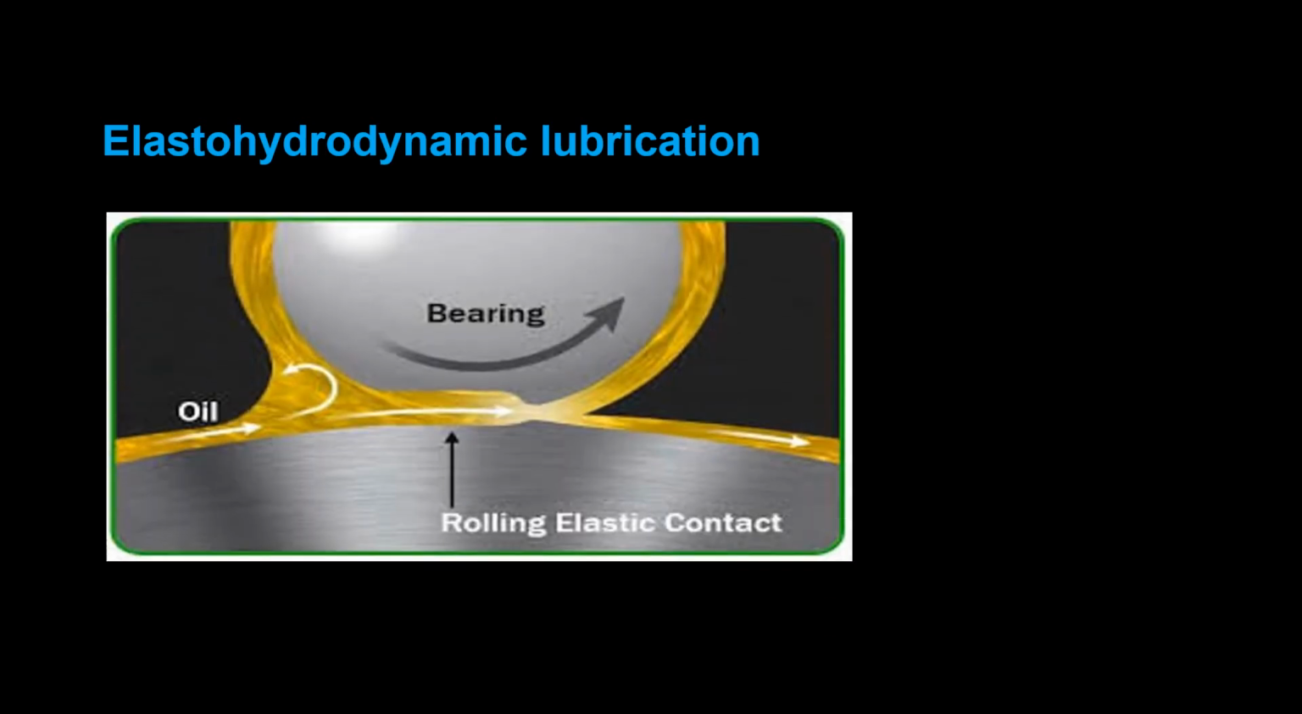Elasto-hydrodynamic lubrication. Elasto-hydrodynamic lubrication is the phenomenon that occurs when a lubricant is introduced between surfaces that are in rolling contact, such as mating gears or rolling bearings. The mathematical explanation requires the Hertzian theory of contact stress and fluid mechanics.